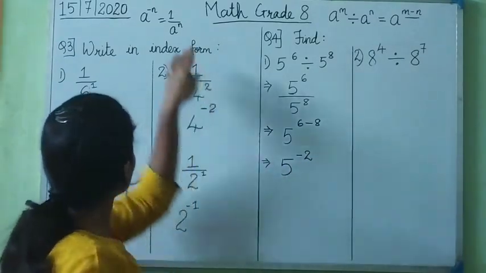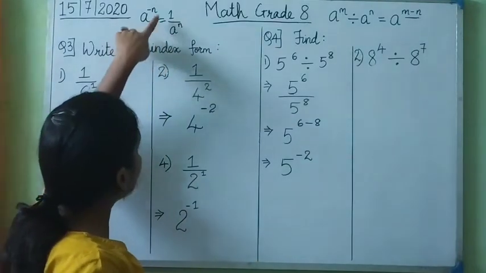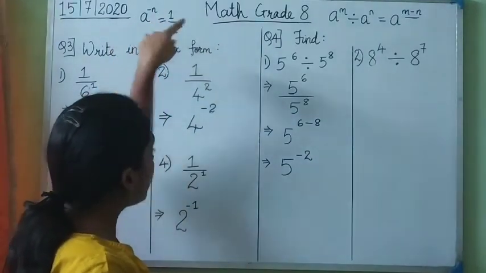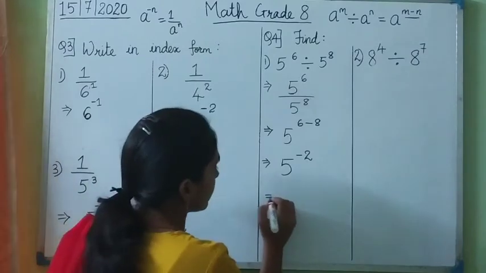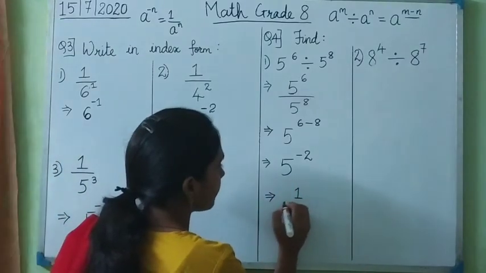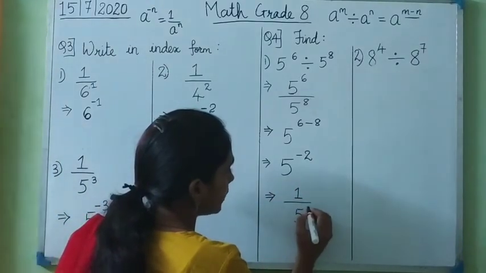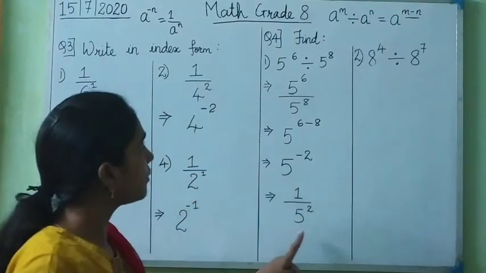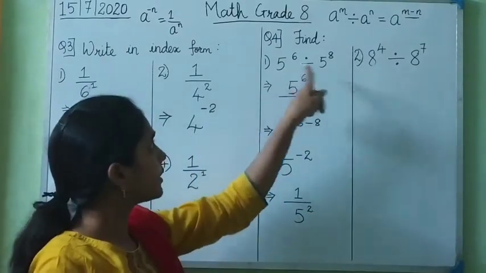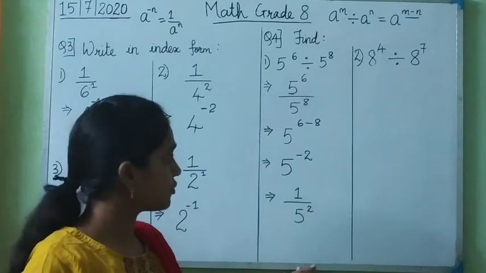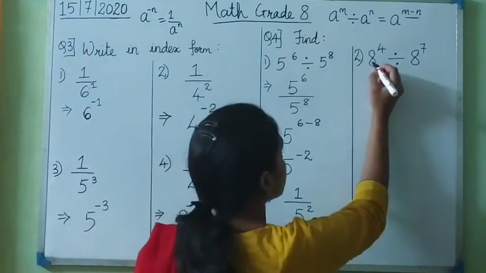Now again with the fourth law, any number raised to the negative power is written as 1 upon the number raised to the same power. So this becomes 1 upon 5 raised to the power 2. Okay, so this is the final answer of the given question. Everyone has understood? Now the second example is also the same.